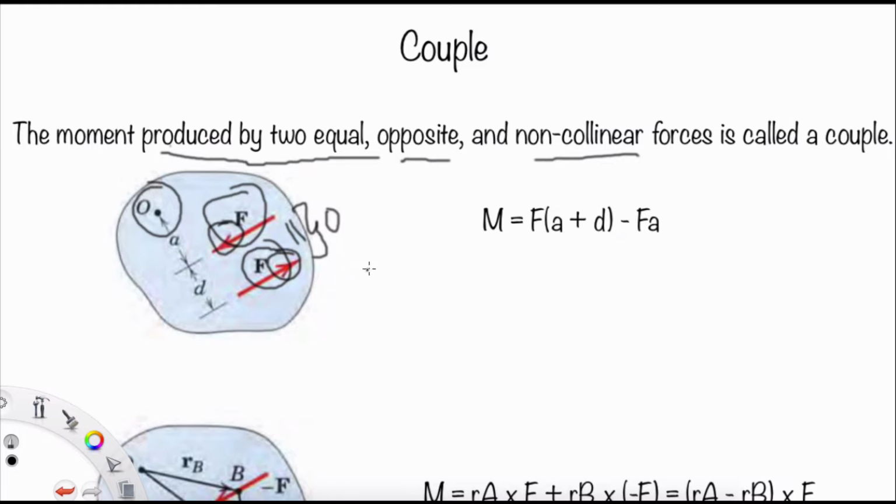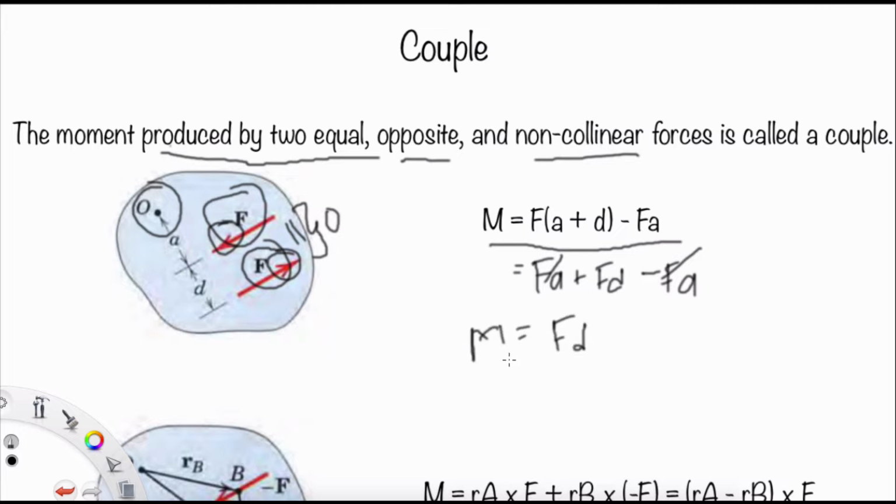So how can we calculate the moment about point O? We can use this equation, where the moment is obtained by F times (A plus D) minus FA. If we expand this, we have FA plus FD minus FA, and we can remove FA, so M is F times D.